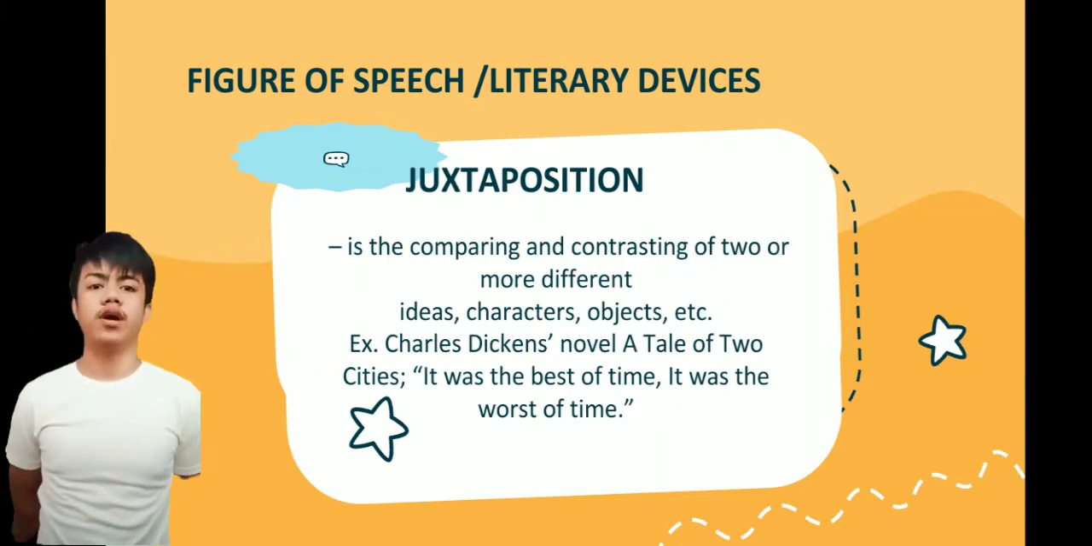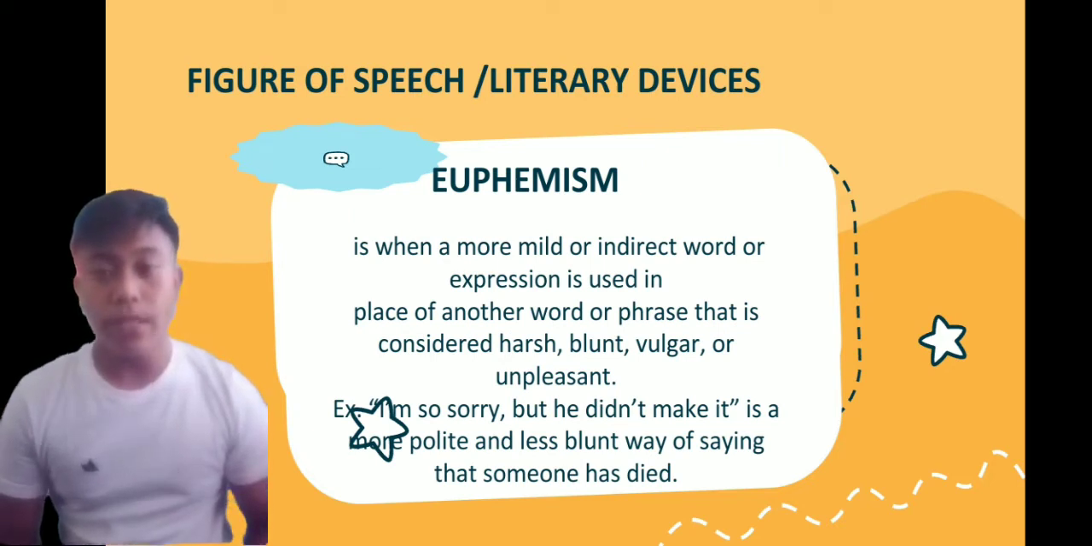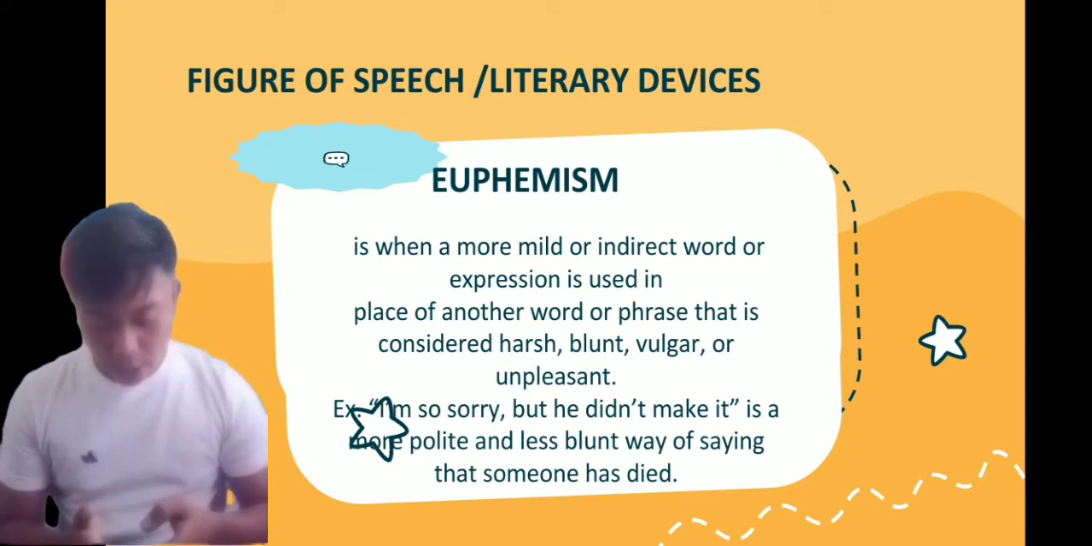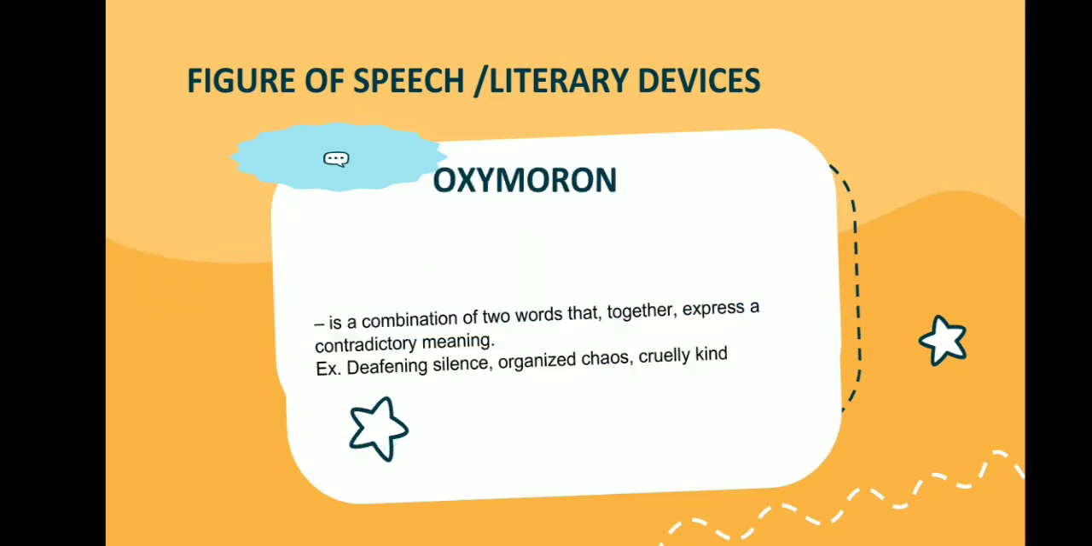Juxtaposition is the comparing and contrasting of two or more different ideas, characters, and objects. Euphemism is when a more mild or indirect word or expression is used in place of another word or phrase that is considered harsh, blunt, vulgar, or unpleasant. Example, I'm so sorry, but he didn't make it, is a more polite and less blunt way of saying that someone has died.